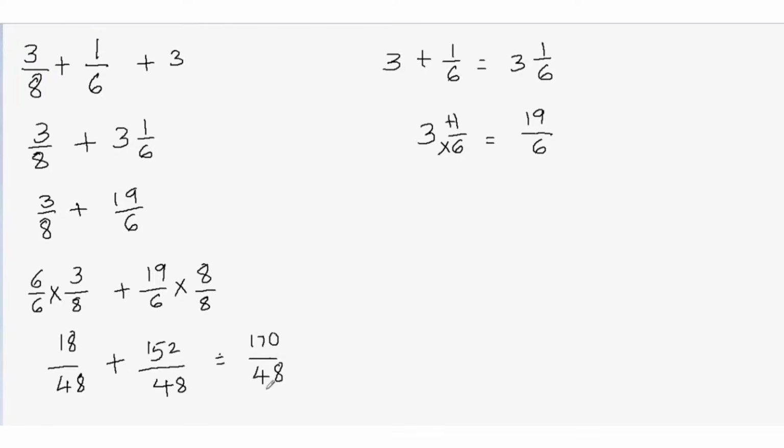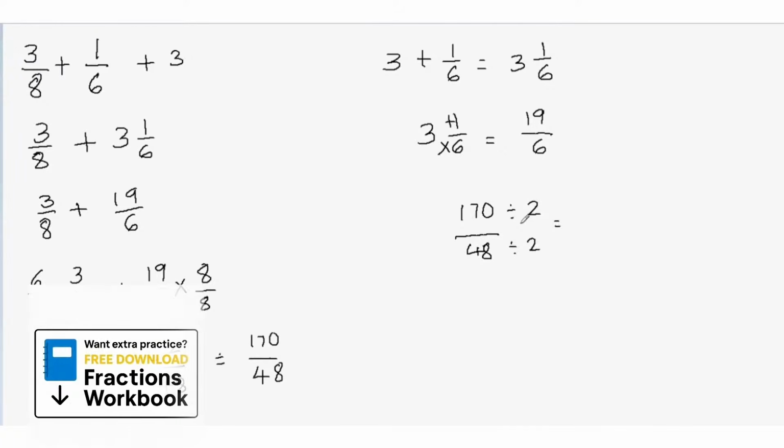Now we can reduce this fraction. There are two different ways to write the answer. Either we can write this as a mixed fraction, or we can just write it as an improper fraction. If we write this as a fraction, we need to reduce it to the lowest term. So I'm going to write here 170 divided by 48. Now I need to find a number which is divisible by both 170 and 48. I know that they both are divisible by 2, so I'm going to divide them by 2.